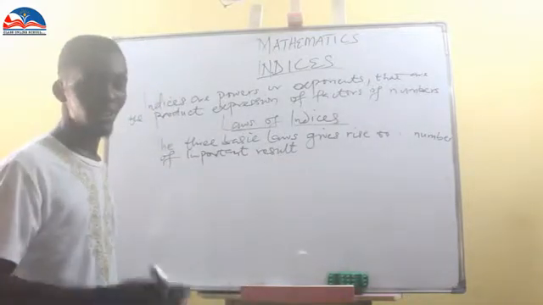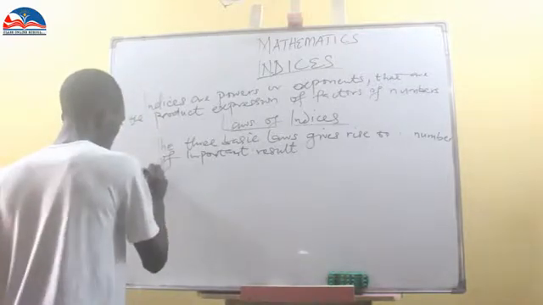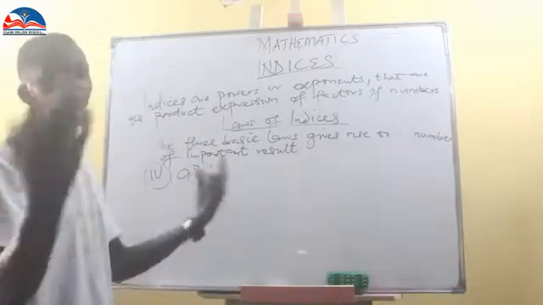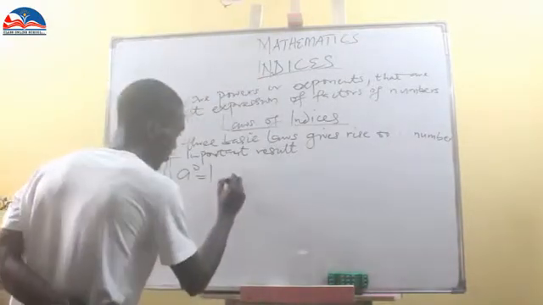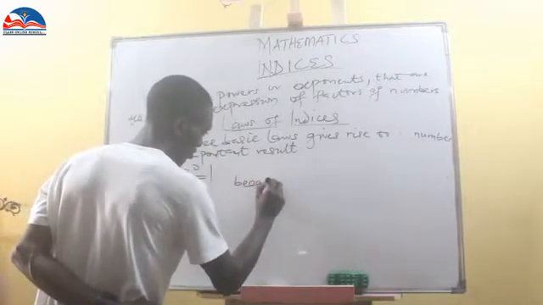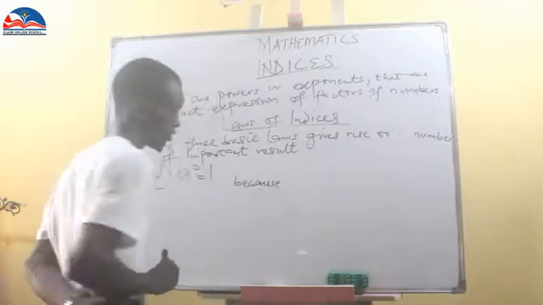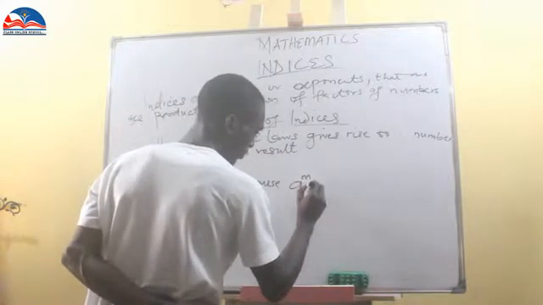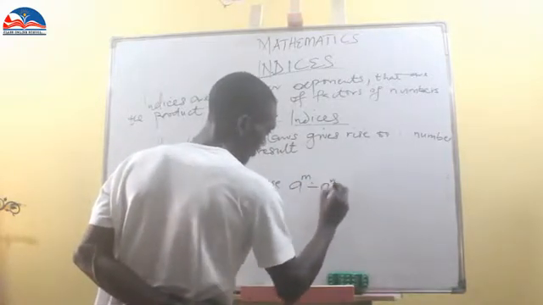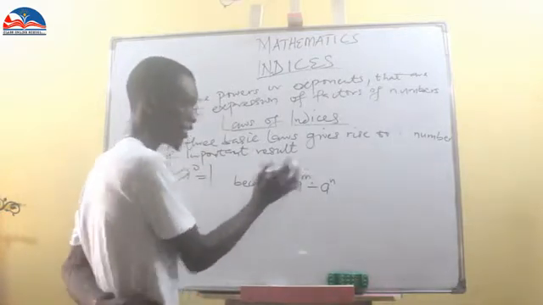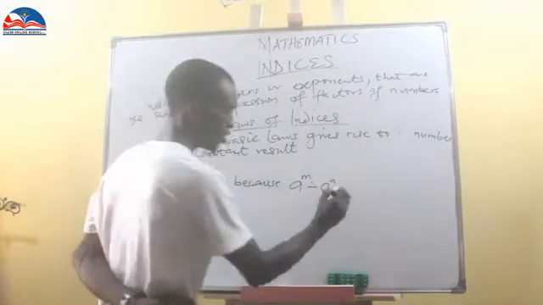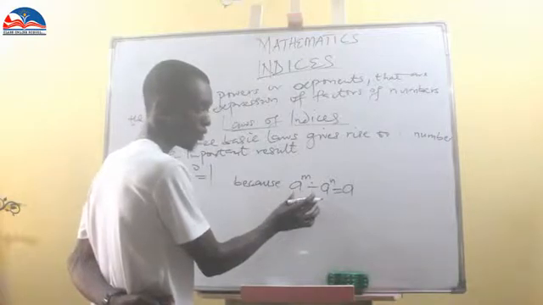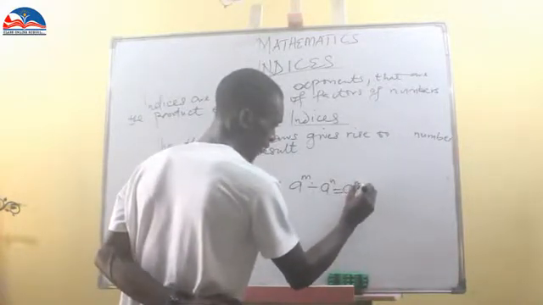Now, what are these results? Law 4, the fourth law, says that a index 0 is equal to 1. Why? Watch. Because a index m divided by a index n, from the second law, is equal to a index m minus n.